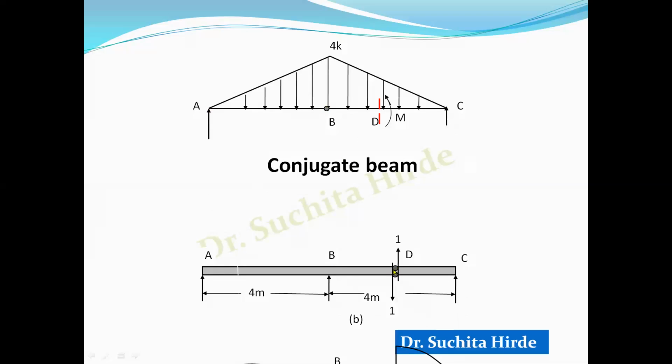Now at these locations, since we have introduced some deformation, and deformation or deflection in the original beam is moment in the conjugate beam, therefore since we have introduced an unknown displacement at point D, we have to replace that displacement by a moment in the conjugate beam. So this is how we draw the conjugate beam for this case.